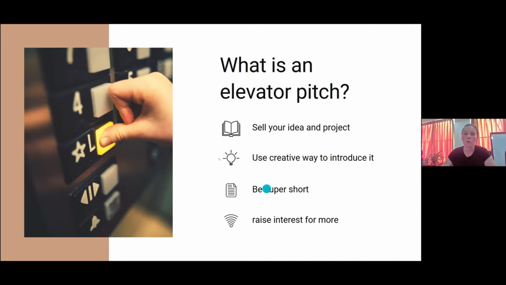You're not going into details. You don't want to wrap up the project from the beginning, 1900, so and so. You just use a creative way to introduce the current situation of your project, of your idea, even an opinion that you would like to share, and you have to be super short. Like 30 seconds is good, less than 1 minute is also good, but not more than 1 minute.